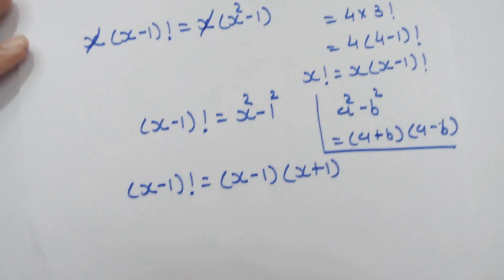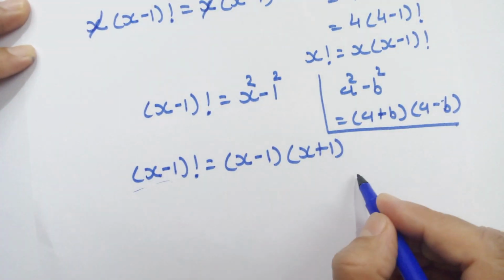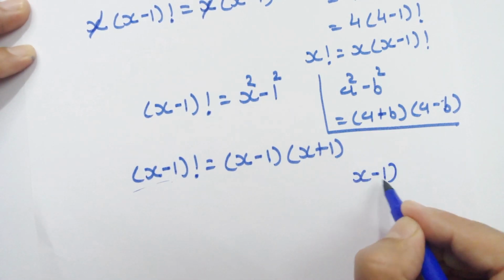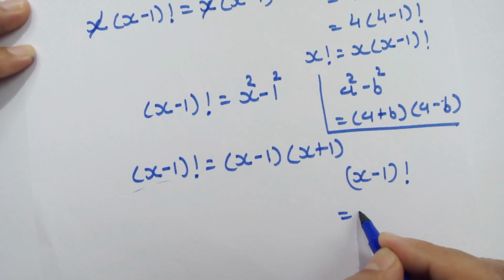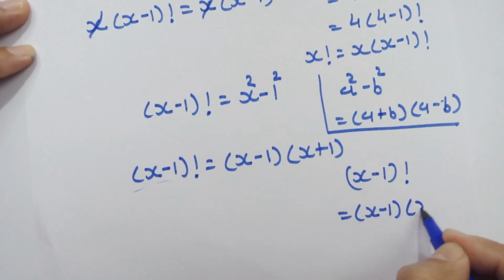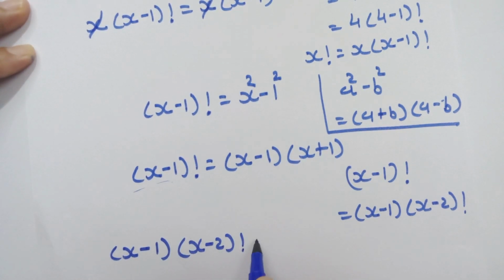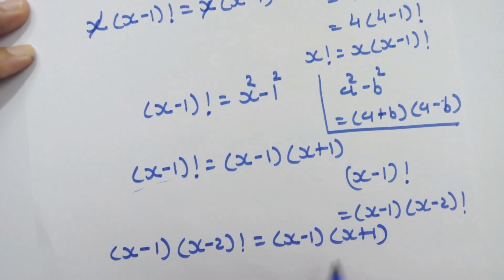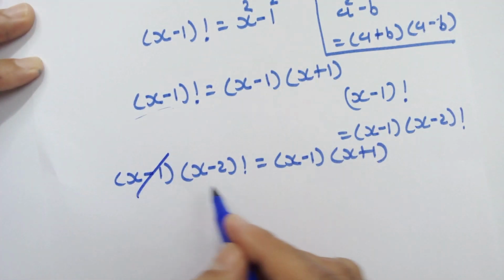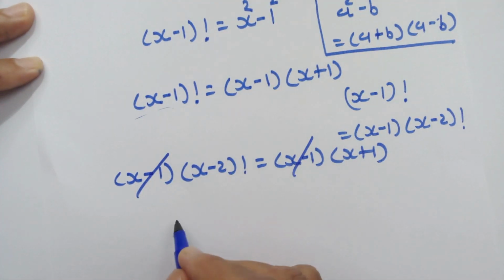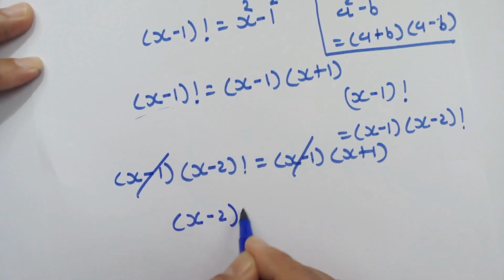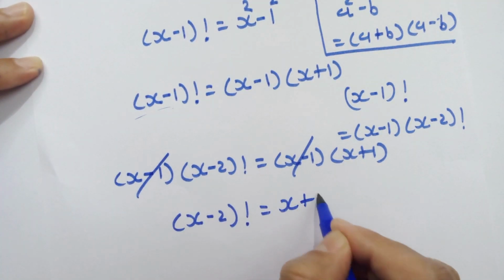Okay, now x minus 1 factorial is equal to, we can write x minus 1 into x minus 2 factorial also. Okay, so we can do it. x minus 1 into x minus 2 factorial is equal to x minus 1 into x plus 1. Okay, now this x minus 1 will be cancelled from both sides. So we have x minus 2 factorial is equal to x plus 1.